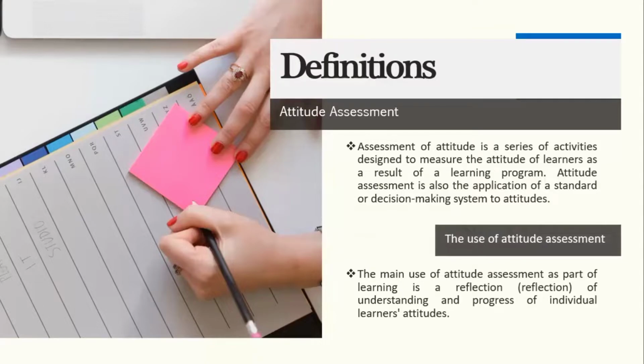The next is the definition of attitude assessment. Assessment of attitude is a series of activities designed to measure the attitude of learners as a result of learning programs. Attitude assessment is also the application of a standard or decision-making system to attitude. The result of the assessment can be in the form of qualitative values or narrative statements in words, and quantitative values in the form of numbers. The main use of attitude assessment as a part of learning is a reflection of understanding and progress of individual learners' attitudes.